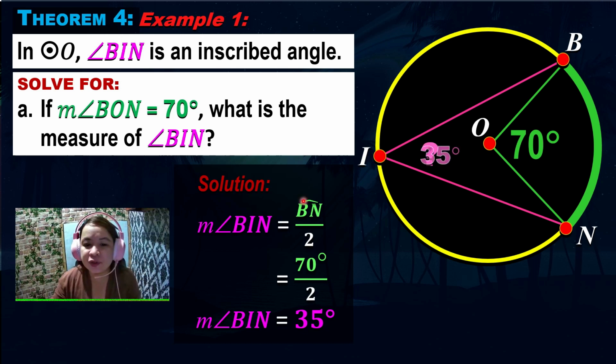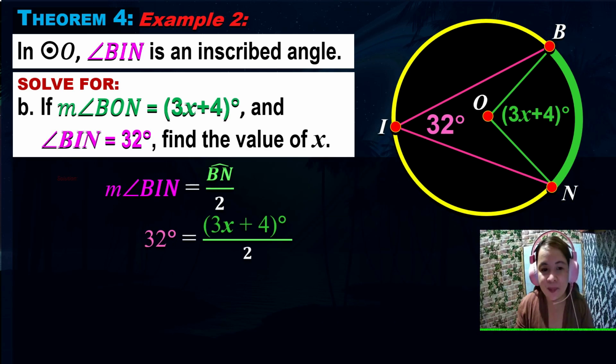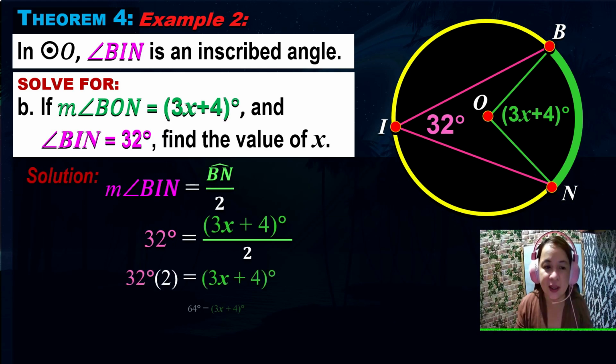To get the solution, we have the measure of angle BIN is equal to arc BN over 2. So, our arc BN is 70 degrees. Divided by 2, we have 35 degrees. So, therefore, the measure of angle BIN is equal to 35 degrees. Let's have another example of an inscribed angle.